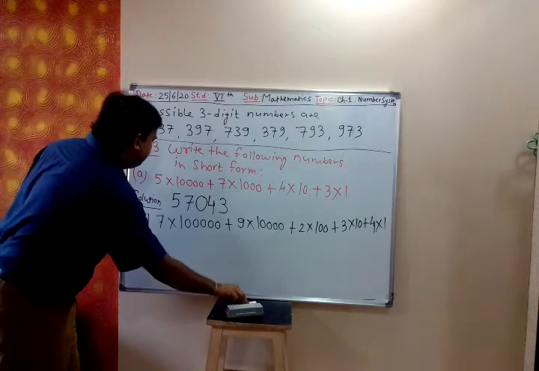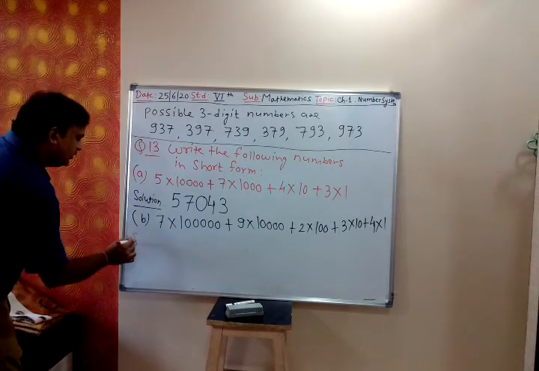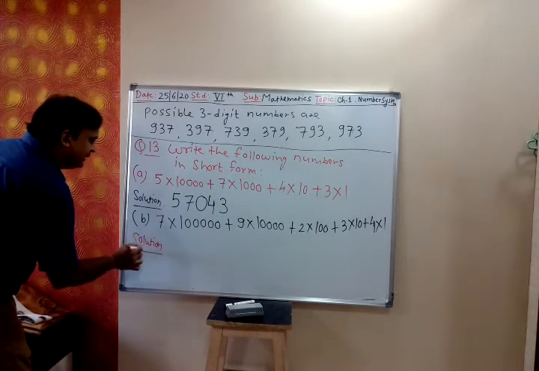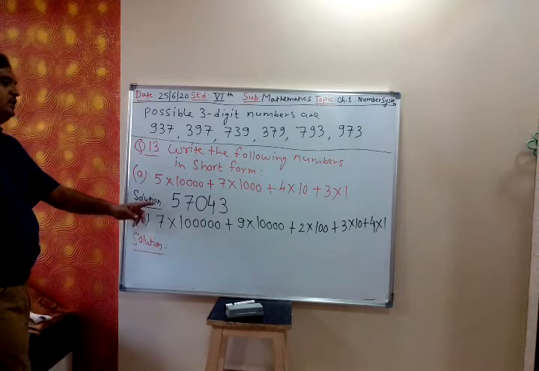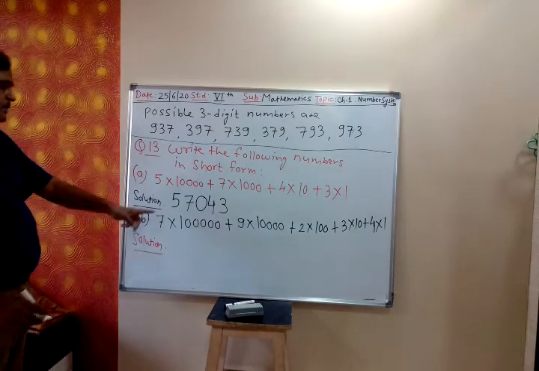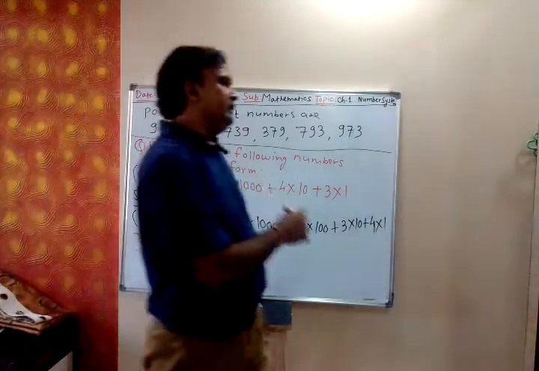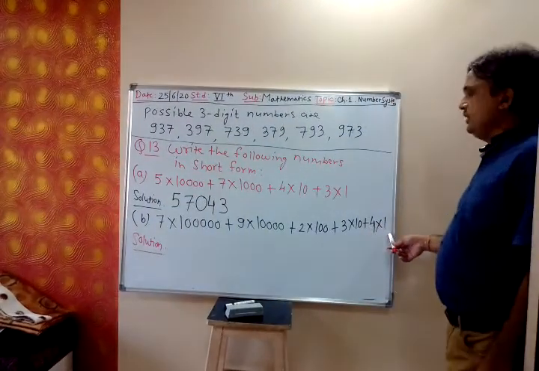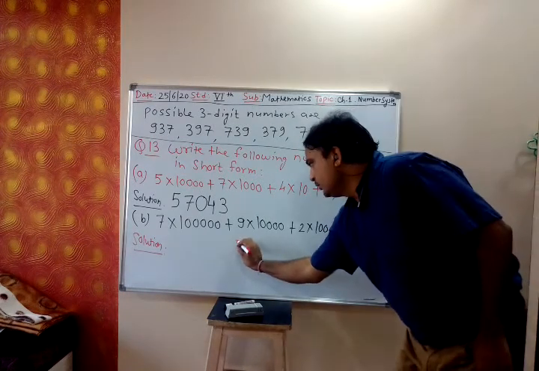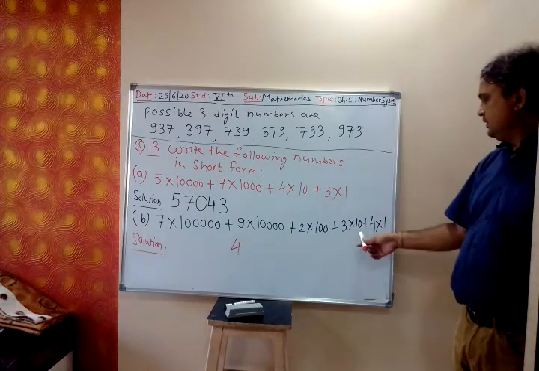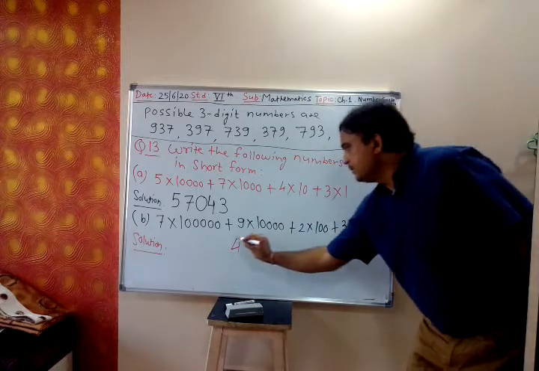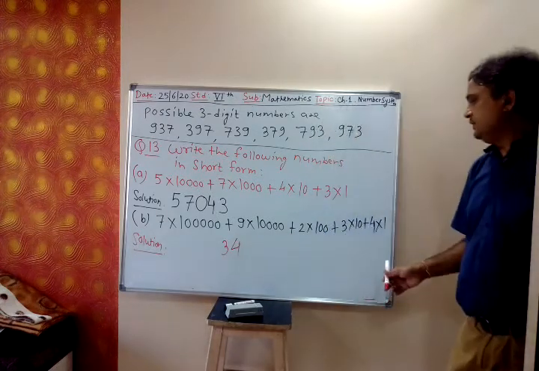So let us write this number in the short form. Short form is same as standard form. We are given the number in expanded form. From expanded form we have to write standard form or short form. So let us start with the unit place. 4 into 1 means 4 is at ones place. Then 3 into 10 means 3 is at tens place.